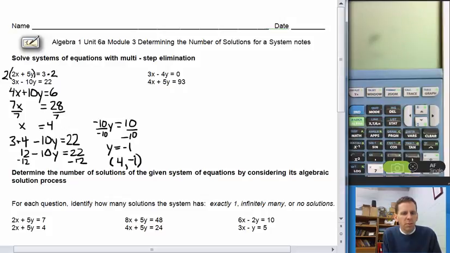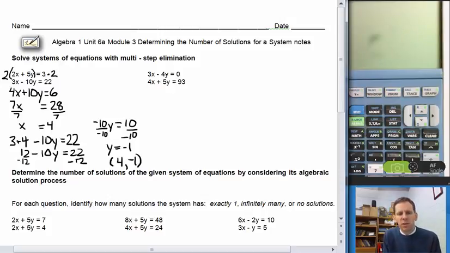That's using our multi-step elimination that we talked about recently. Now, what do you do in a case like this next system of equations where we have things like 3x minus 4y equals 0 and 4x plus 5y equals 93? It might be difficult to think of, what do I have to multiply negative 4 by to get a 5? Or what do I have to multiply 3 by to get negative 4?